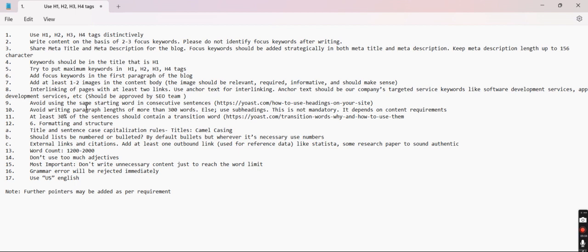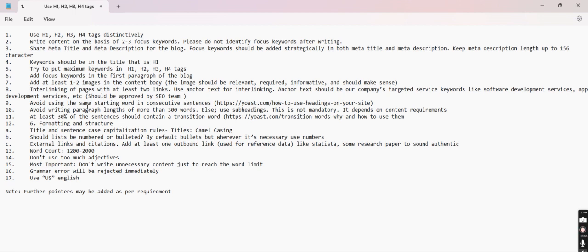Avoid using the same starting word. Like in consecutive sentences, don't start with the same tone. Like, if you are looking for this, try this. Then in another paragraph, you start with, if you're looking for this, try XYZ. So try to tell it from the customer's point of view.